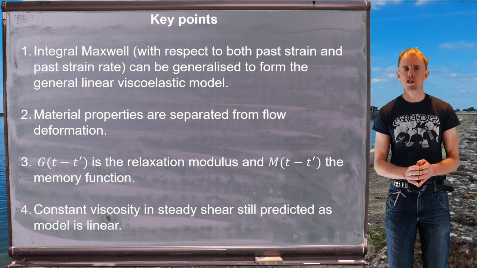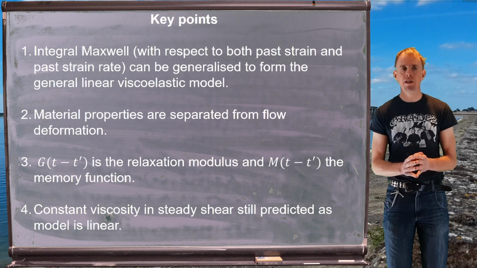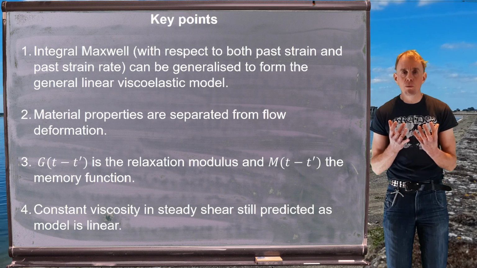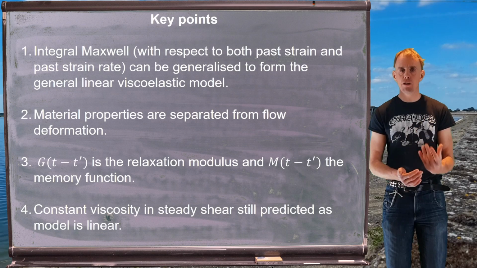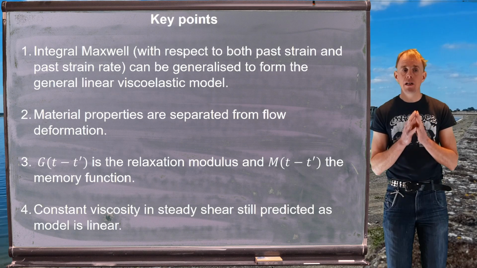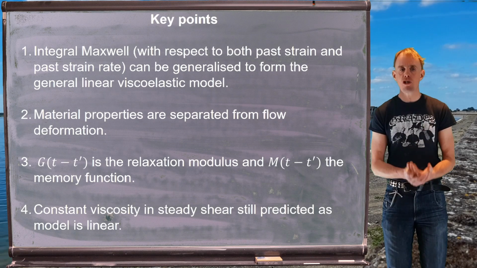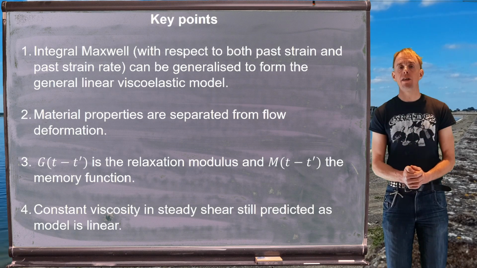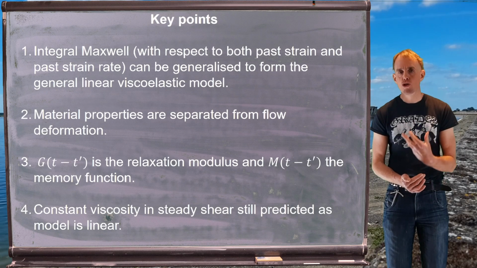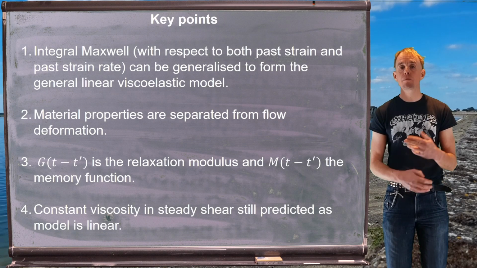The integral Maxwell equation with respect to both past strain and past strain rate can be generalized to form this thing that we've termed the general linear viscoelastic model. If one looks at the formulation of these equations, the material properties are clearly separated from the flow deformation. If you look at the integral formulation with respect to past strain rate, we have something called a relaxation modulus, g of t minus t dashed, pre-multiplying that strain rate within the integral.